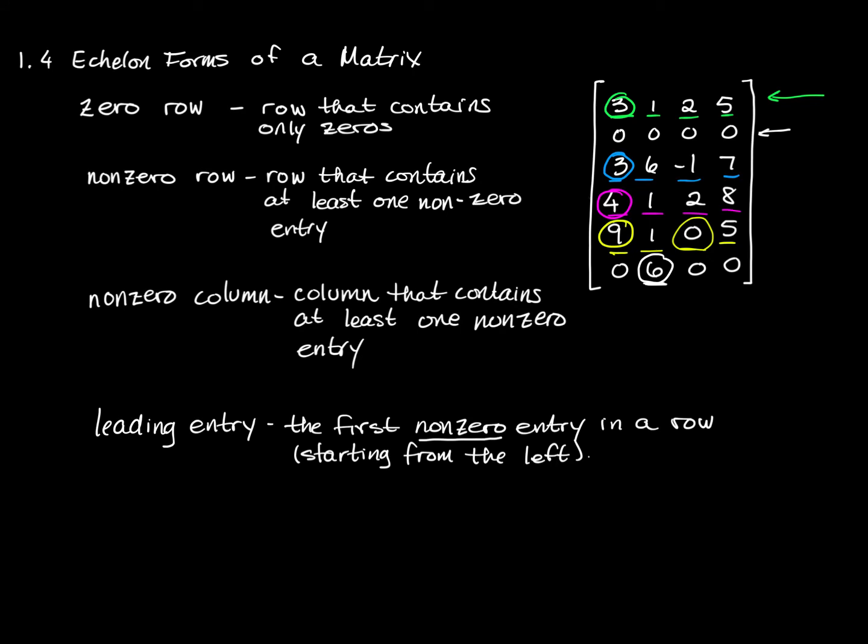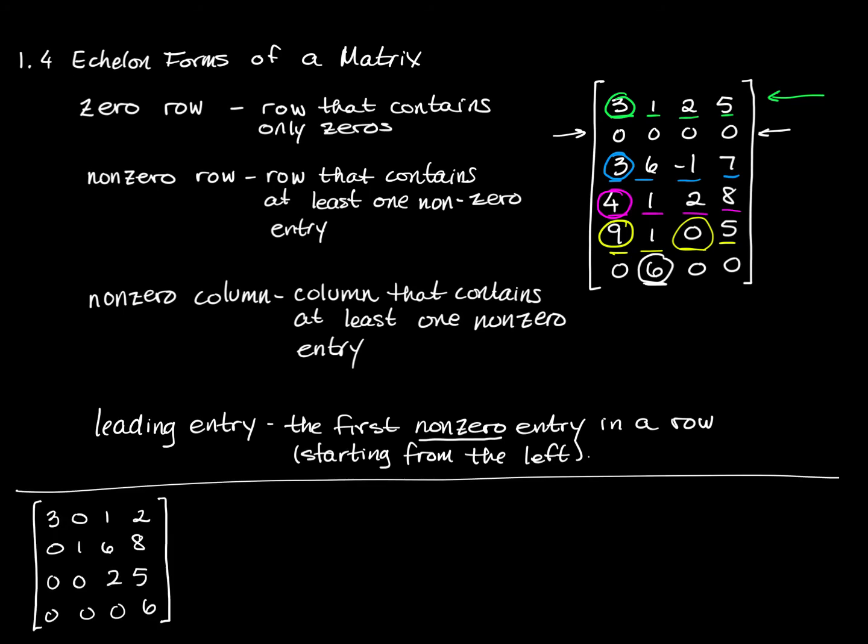Okay, the first non-zero entry in a row. Of course, that means starting from the left. Some of our world languages start reading from the right, so it's important to make the observation that when we talk about a leading entry, we mean the first non-zero entry from the left. Of course, row 2 here has no leading entry because there are no non-zero entries, right? There is no non-zero entry to be the first one from the left. So there's no leading entry.